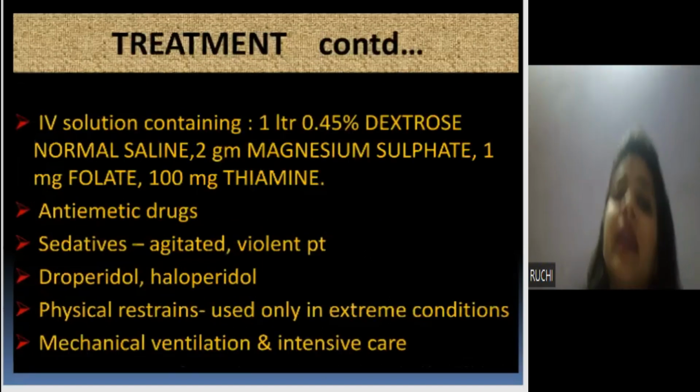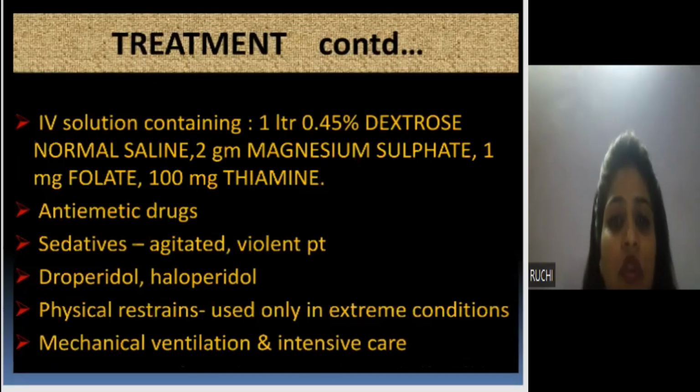So how do we give IV fluids? This is the elaborated form. An IV solution containing at least 1 liter of half dextrose normal saline should be given. 2 mg of magnesium sulfate will be helpful in cases of arrhythmias, and 1 mg of folate and thiamine will prevent Wernicke encephalopathy. Antiemetic drugs are a must.